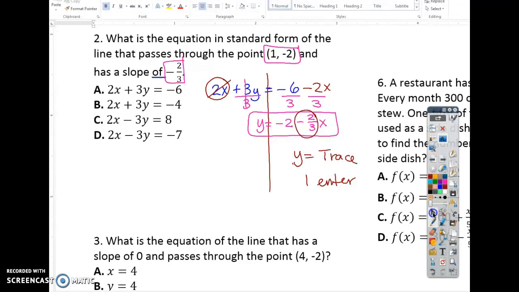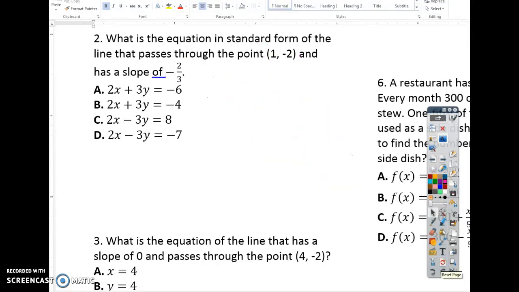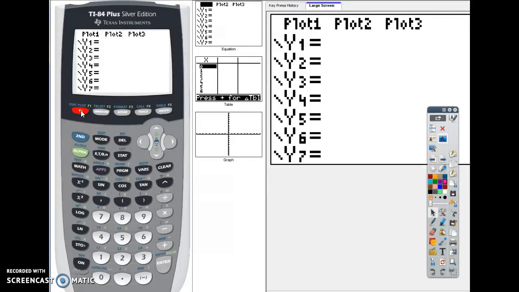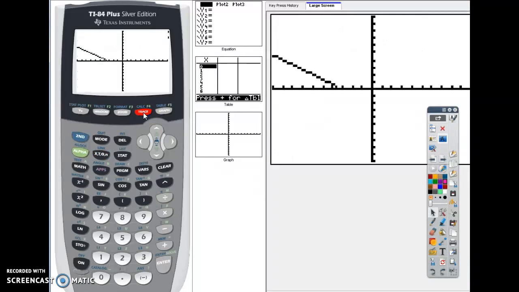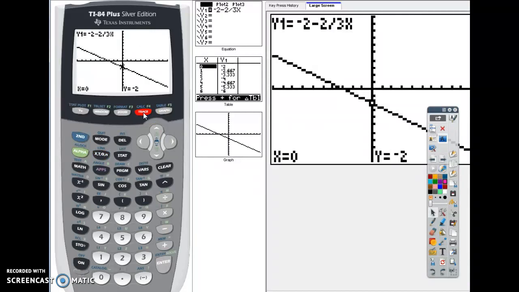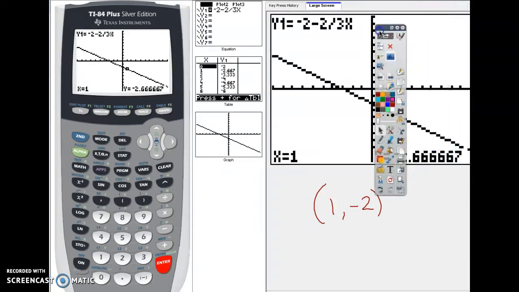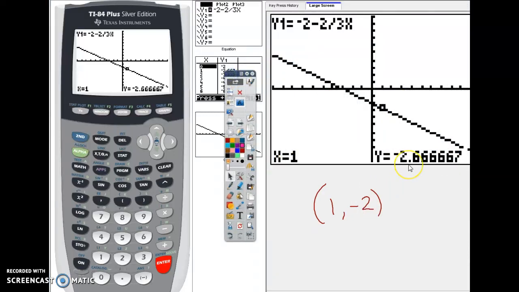So let's go try it in the calculator. y equals negative 2 minus 2/3 x, trace. I want it to give me 1 comma negative 2. So you're going to type 1, enter, and see if it gives you negative 2. Did it give me negative 2? No, it gave me negative 2.66666666. That's not what I want. So let's do letter B now.